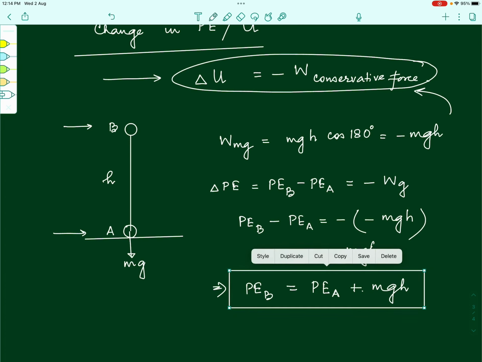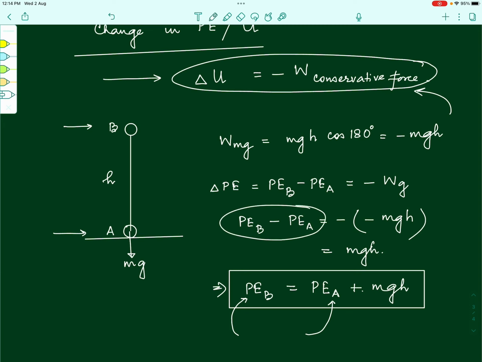This expression is telling you that if you want to find out the potential energy at the point B, what you first need to know is the potential energy at the point A. Only then you can find out the potential energy at the point B, and this is one of the most basic aspects of potential energy, and that is why we say that we can define only change in potential energy. Delta PE is what we can define. We cannot in the first place define the potential energy at any particular position.